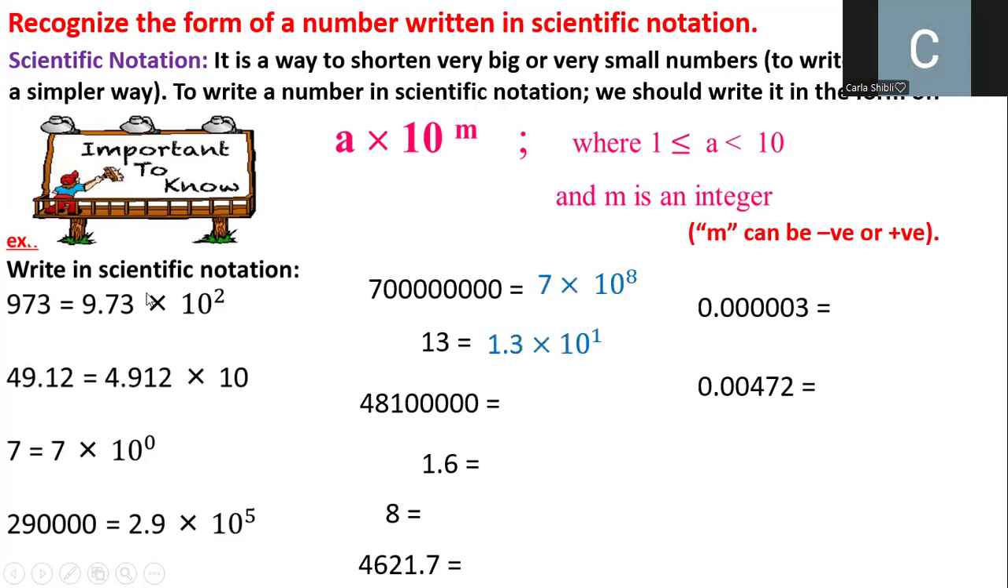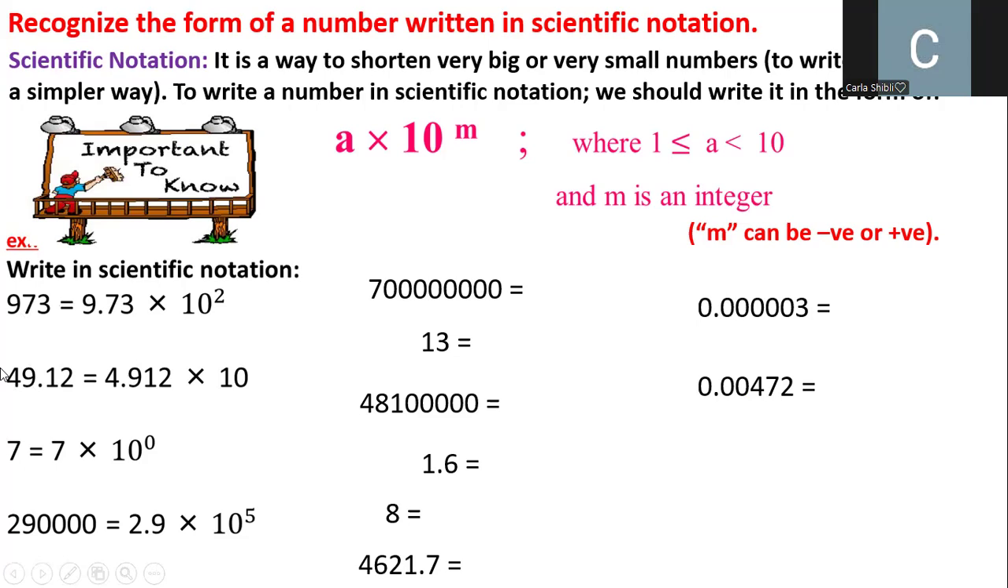I have 973 to become 9.73. This is a whole number. You know that in a whole number, there is always a point after the last digit, like .0. So the point is near the 3. To become between 9 and 7, I move it 1, 2. So I moved it 2 digits. So I multiply by 10 squared.